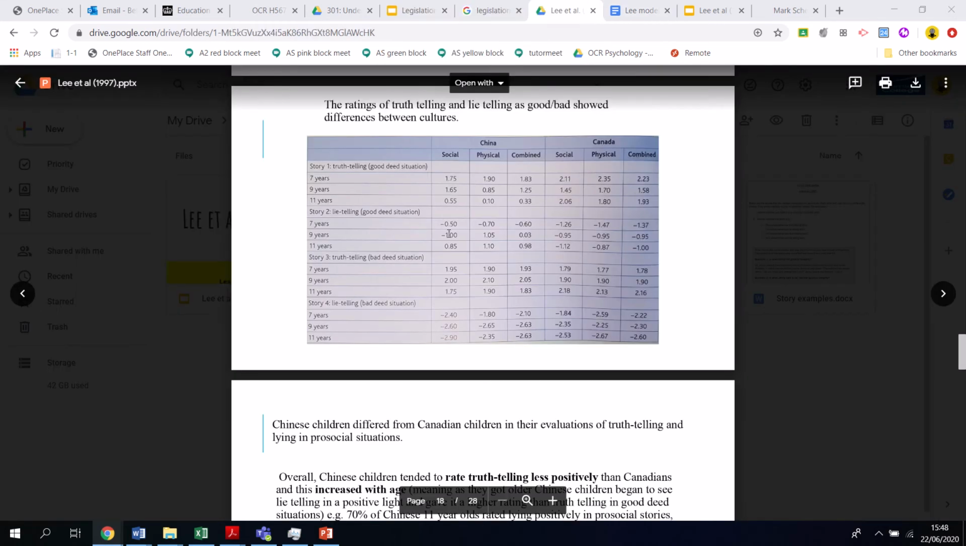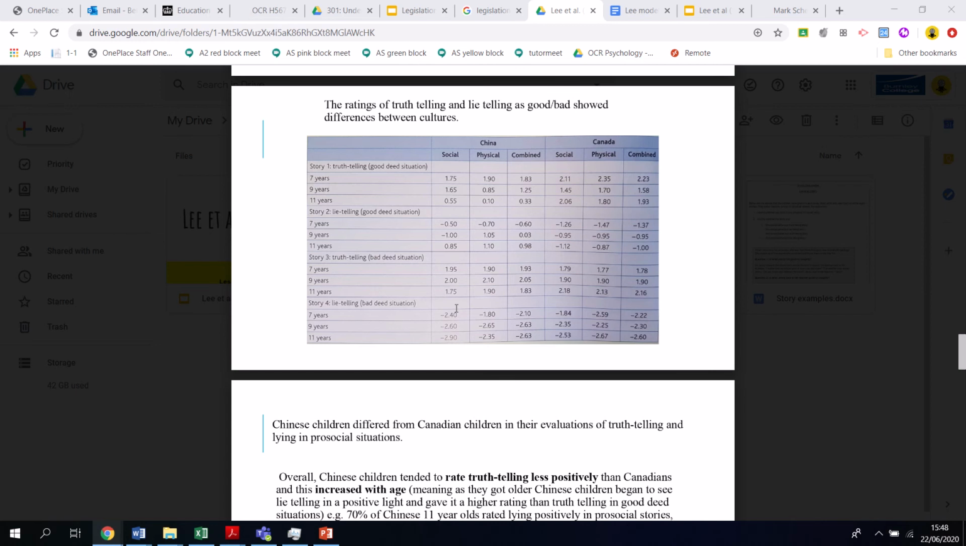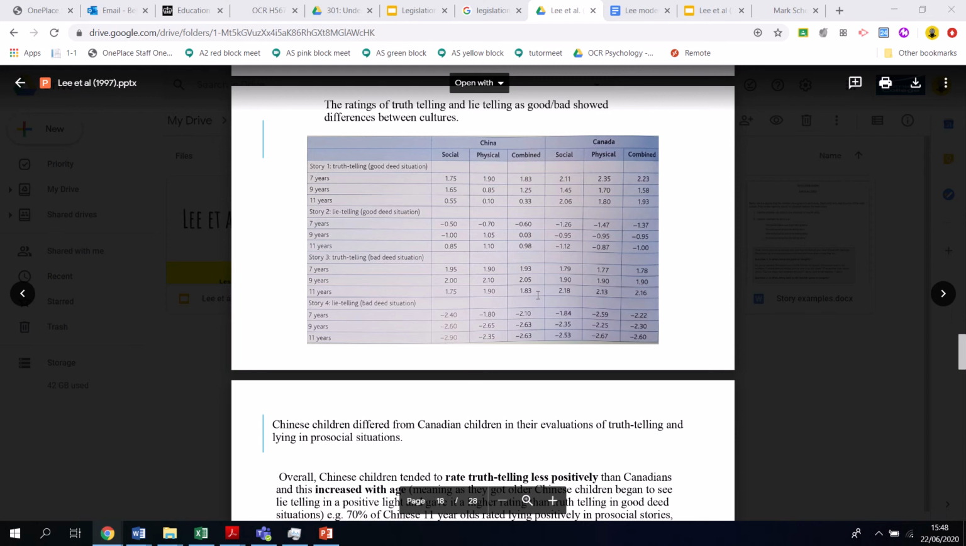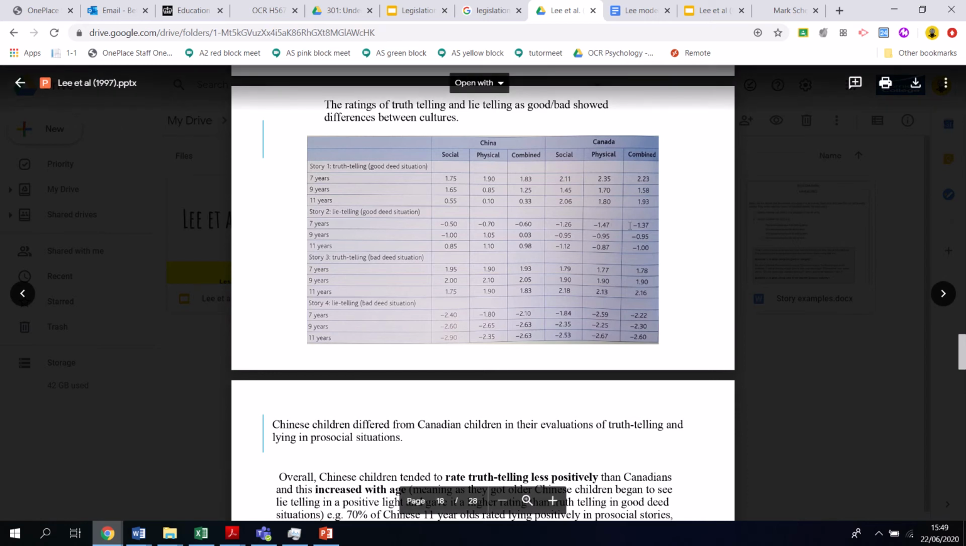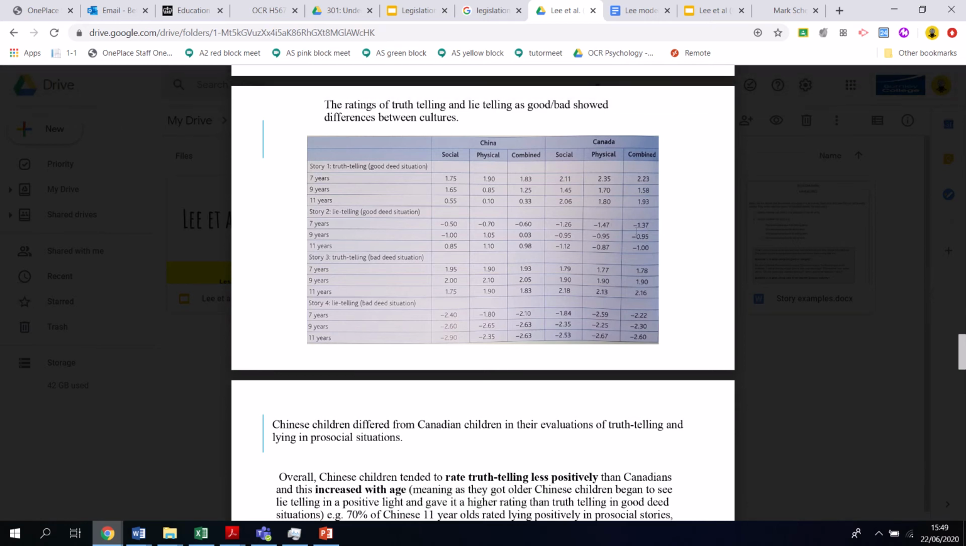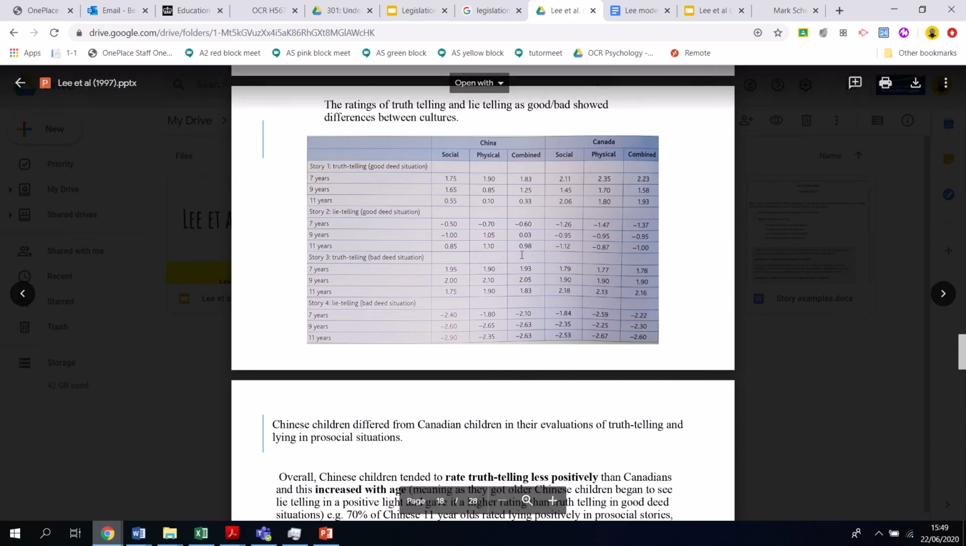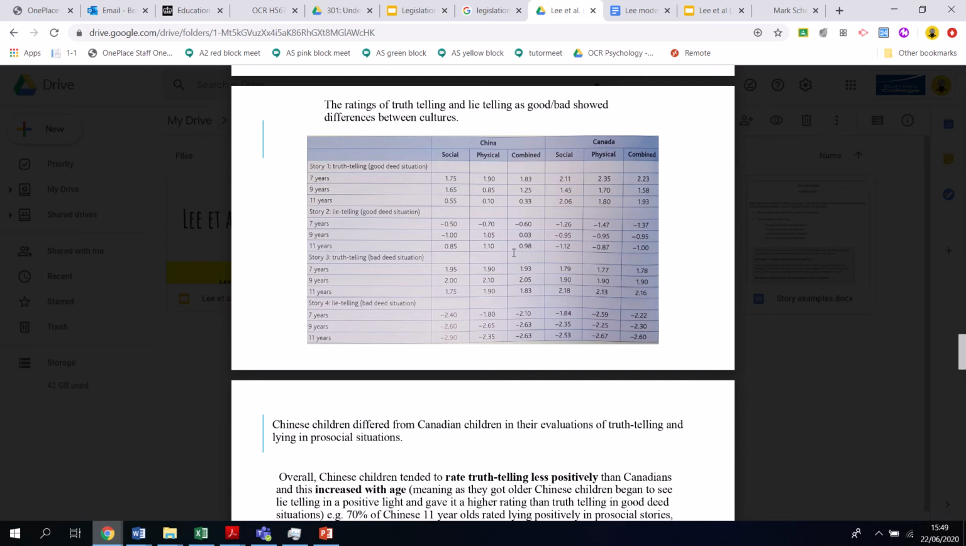If we have a look here, we have the average ratings of lie-telling and truth-telling, the cross-sectional ratings of age against culture. We're just going to look at the ones that say combined for now, as we're not really interested in this one in whether it's social or physical. So here we've pulled out this figure and this figure. They're both negative ones. However, we can see that the Canadian children, even at age 11, in the lie-telling good deed situation, still rate the lie being told as a negative behaviour, whereas at age 11 in China, they're now rating it as a positive behaviour. So we just need to input that.